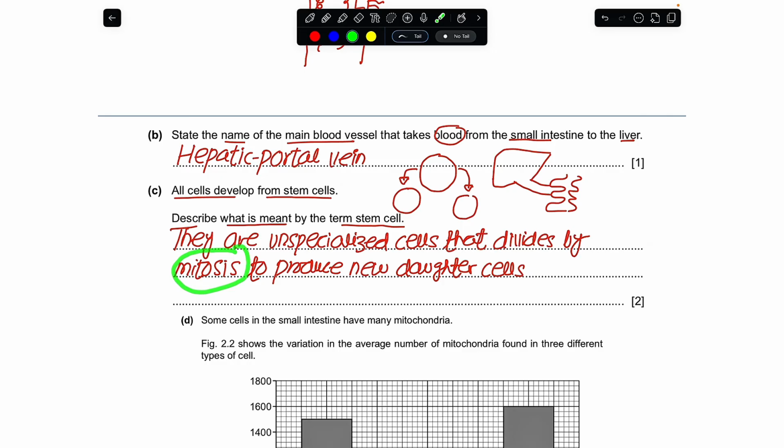They divide by mitosis, and as a result of that, they produce new daughter cells. If there was a 3rd mark, you would have added a point that these new daughter cells develop the new structures that make them specialized for a specific role.